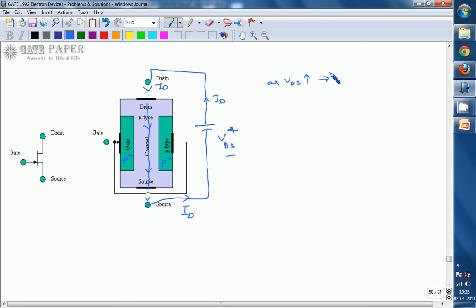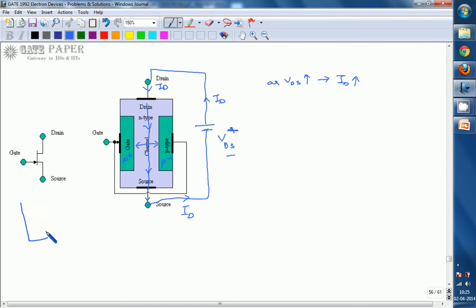initially the drain current increases. But this drain current depends on the channel width, that is, the region between the 2 P plus gates. If it is maximum, more current flows. It looks like a tap and tank analogy.